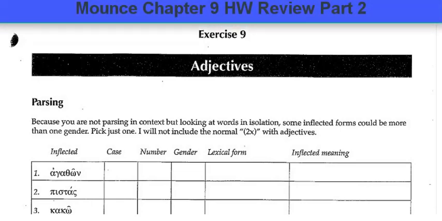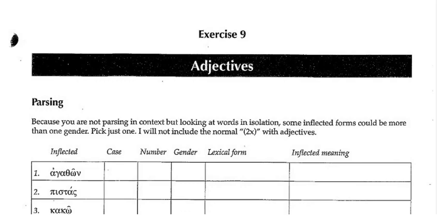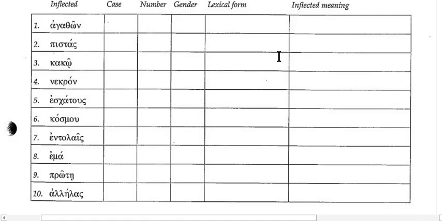Okay, so we want to take a look at the homework here for Mounce and look at the parsing and see if there's any questions here for exercise 9, adjectives. Remember, adjectives don't have just one gender, do they? So you're going to have opportunities for more variable answers than what you did with the nouns. So let's take a look and see what we come up with.